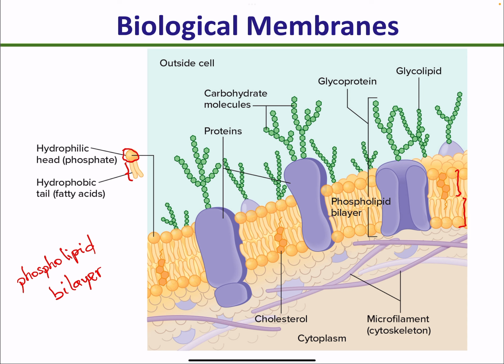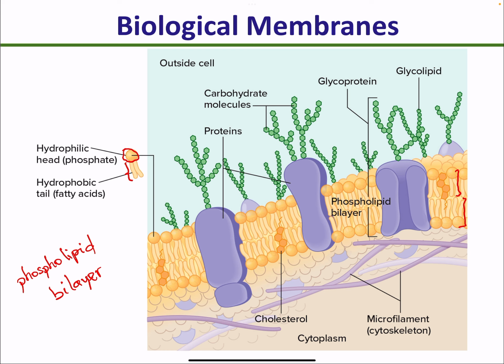Now, that phospholipid bilayer is going to be selectively permeable. It allows only some chemicals to get in or out, while others will never be able to get in or out on their own.